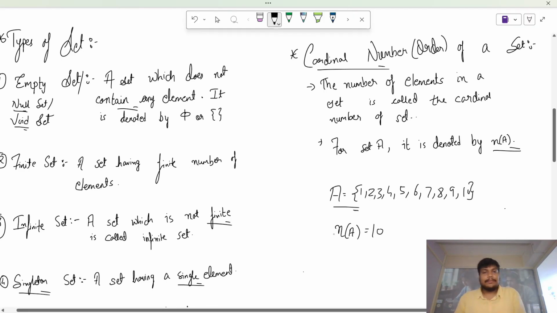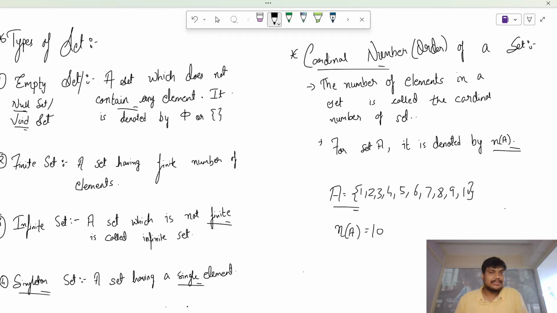So if we talk about the empty set, what would be the empty set's cardinal number? As we can see, a set which does not contain any element is an empty set. So if there is a set which does not have anything, the cardinal number should be 0. So the cardinal number for the empty set would be 0.